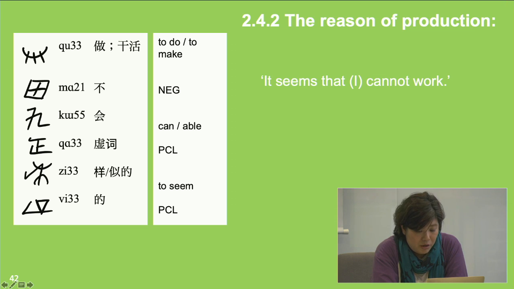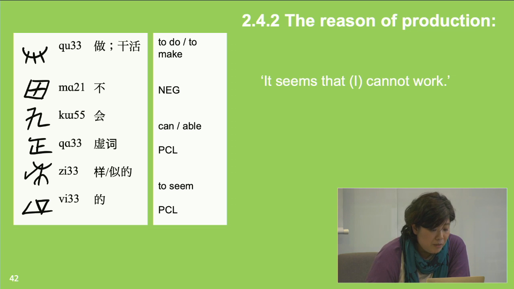The second line still continues. And it says, it seems that I cannot work. Kuma ge, I can't do, I can't work. Kazvi, that means so, or that's why, or something like that.